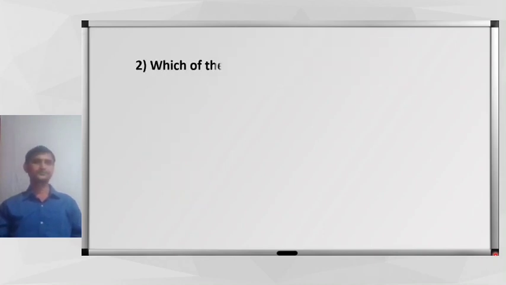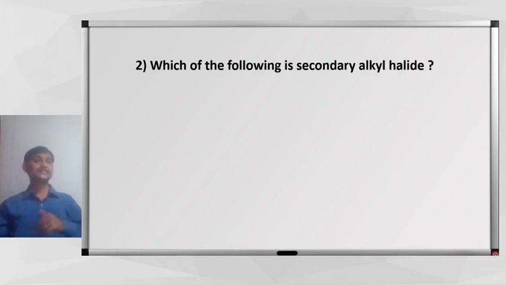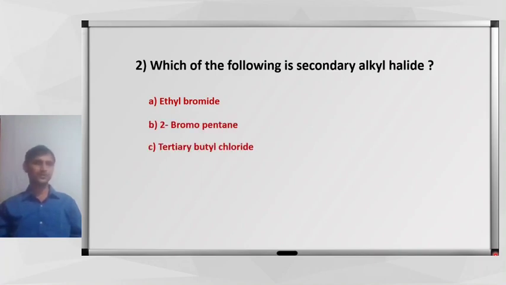Now see, which of the following is a secondary alkyl halide? Ethyl bromide, 2-bromopentane, tertiary butyl chloride, isobutyl bromide. So out of that, which is the secondary alkyl halide? So option B, 2-bromopentane, is the secondary alkyl halide.